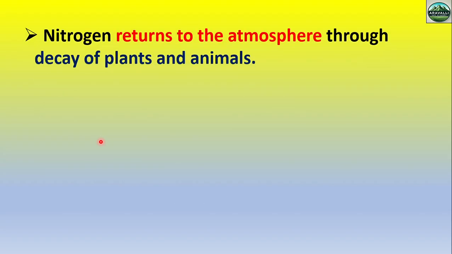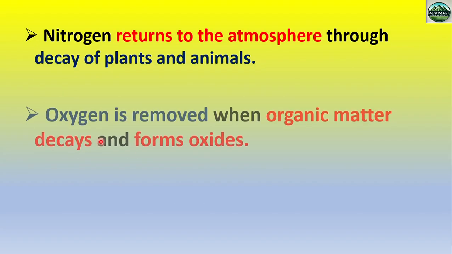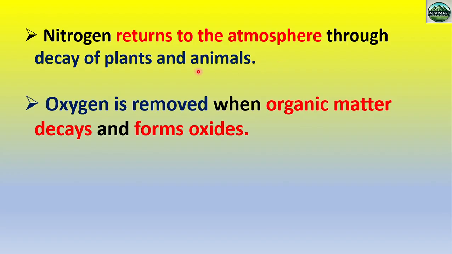How is nitrogen added to the atmosphere? Nitrogen returns to the atmosphere through the decay of plants and animals. Plants and animals contain nutrients, and after their decay, nitrogen returns into the atmosphere.